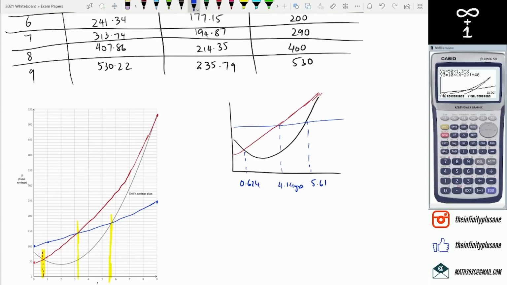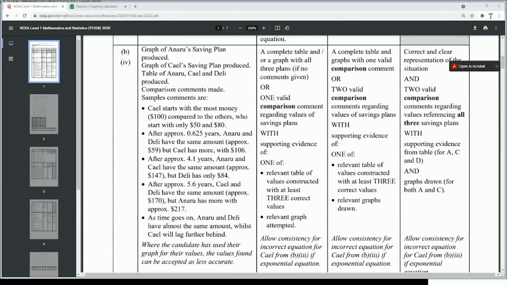Now, in terms of the answer itself, I'm actually going to share with you guys the exam schedule because it's just one of those questions where it's hard to explain, and when you see the answer schedule, it starts to actually make a bit of sense. So, if you have a look at it, the very first thing that we need to remember is: have we produced a graph of Anaru's saving plan? Yes, we have. That's the graph there. Have you got a table of it? Yes, we do. So we've got two of those things, which means a complete table and graph with one.